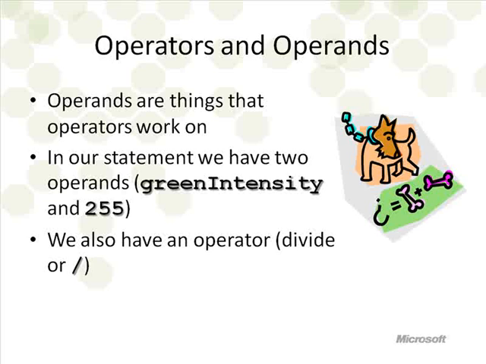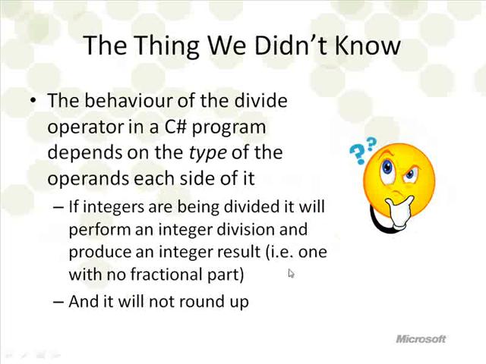Operands, yeah, there you go. We have two of them, green intensity and 255, and our operator is divide, and we've got a picture of a confused dog, which makes things much easier to understand. That works for me every time. Fantastic. This is the thing we didn't know. If you get this, then you're on the way, you won, that's it, we're sorted.